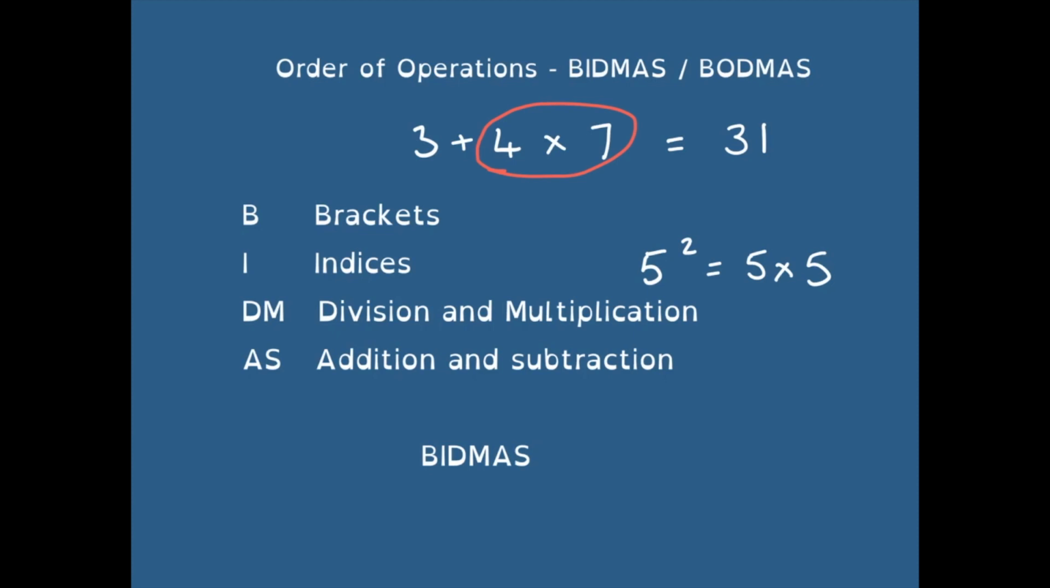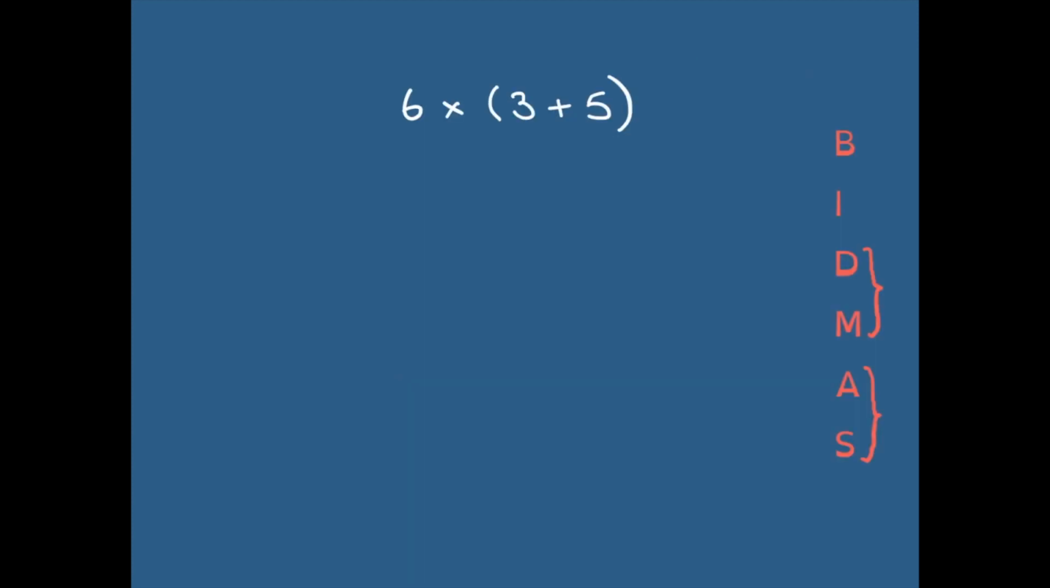Here, the O stands for orders, which means exactly the same as indices. You can use whichever you like. Let's look at some examples to see how this works in practice. So here's our first example. We've got some brackets here, and B comes first in Bidmas, so we need to do the calculation in brackets first. Now, it's important to show all your working out for these sorts of questions, because otherwise you'll get confused when the questions get harder.